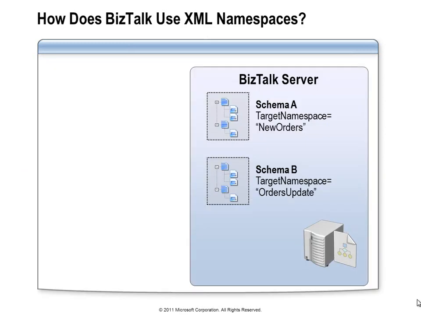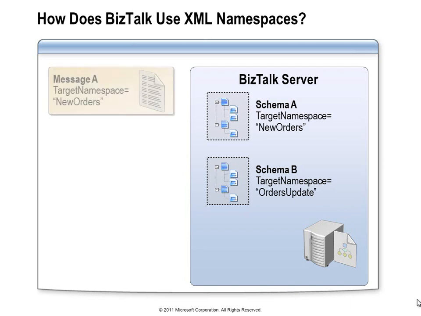Well, if you have been able to define a schema that describes the content of the message that your application will be working with, you can configure BizTalk to locate that schema as it receives a message. So in the scenario shown here, we have a couple of schemas deployed out to the BizTalk environment. A schema is always going to specify the namespace in which its type definitions belong. And so the namespaces for these schemas are new orders and orders update.